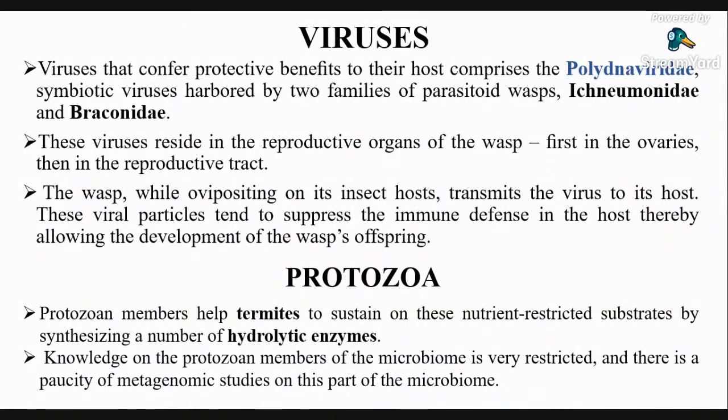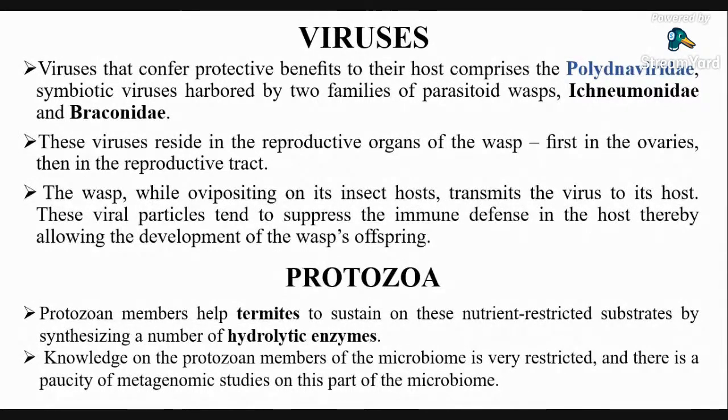Symbiotic viruses provide protective benefits to their hosts. The symbiotic virus belongs to the Polydnaviridae family and protects two parasitoid families of wasps, Ichneumonidae and Braconidae. These viruses reside in the reproductive organs of the wasp, first in the ovary, then in the reproductive tract. The wasp, while ovipositing on its insect host, transmits the virus to its host. These viral particles tend to suppress the immune defense in the host, thereby allowing the development of wasp offspring.